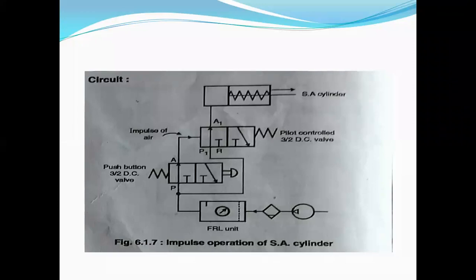So when the push button operated 3x2 is connected, then only your system is in working condition. When we again press this push button, the impulse pressure will drop and the pilot spring is actuated and will cut the supply of this impulse valve, so that due to pressure difference the spring will expand and the piston starts moving in the backward direction again. Okay, so this is the impulse circuit.